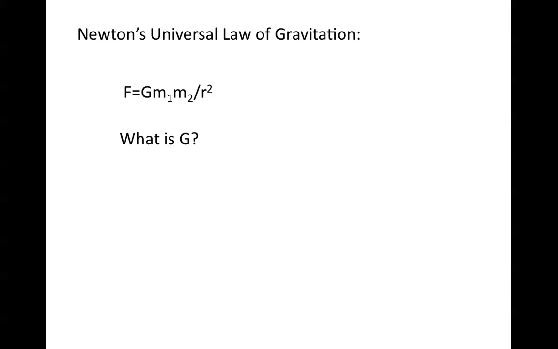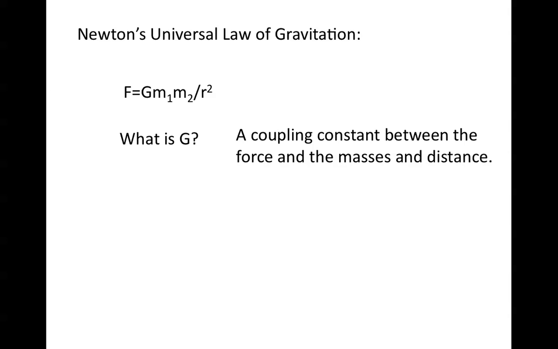So what is the G in Newton's universal law of gravitation? It's a constant that couples force and masses and distance. It's the thing that relates these things with different units to each other. It's a universal constant that tells you if I have a given distance and a given pair of masses, I will get a certain force.